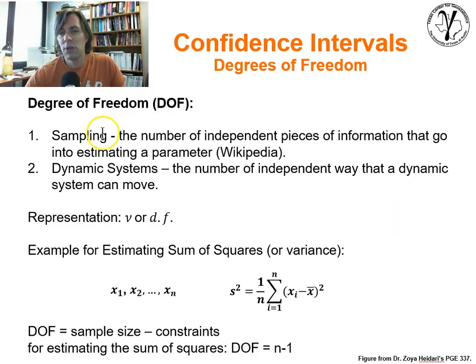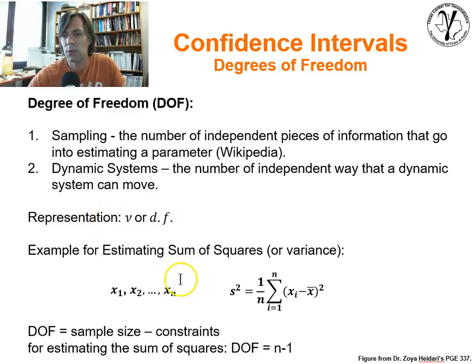Degrees of freedom. Two different ways to go at it. In sampling, it's the number of independent pieces of information that go into estimating a parameter. For dynamic systems, you could talk about the number of independent ways that the dynamic system can move. We're going to represent it in our equations, and people across the board will use df for degrees of freedom. They'll also use dof, and they'll also use nu, the Greek character nu.